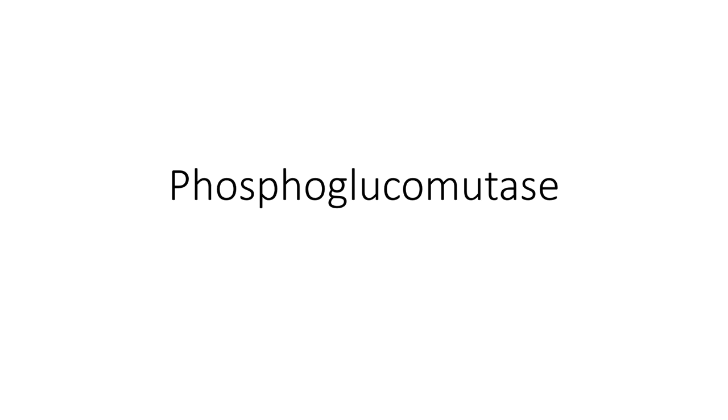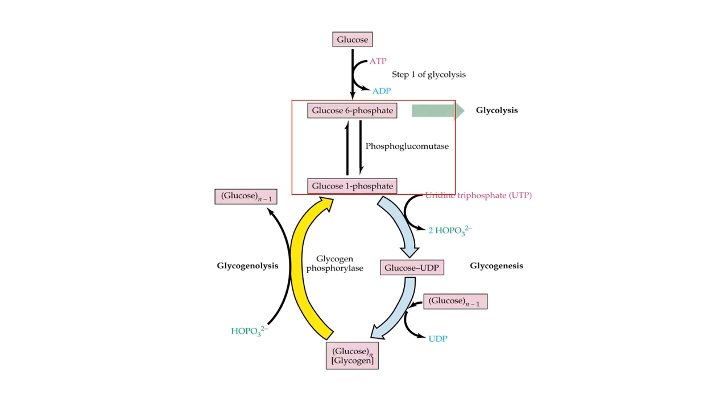Phosphoglucomutase is an enzyme involved in glycogenesis and glycogenolysis, the buildup and breakdown of glycogen. Phosphoglucomutase interconverts glucose-1-phosphate and glucose-6-phosphate. In glycogenesis, glucose-6-phosphate must be converted to glucose-1-phosphate for the next enzymes to proceed to build up glycogen. In glycogenolysis, glucose-1-phosphate is a metabolic dead end. By conversion to glucose-6-phosphate, it can proceed towards other pathways such as glycolysis or the pentose phosphate pathway.